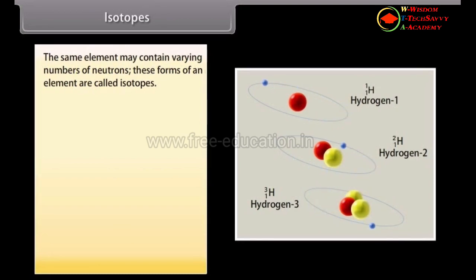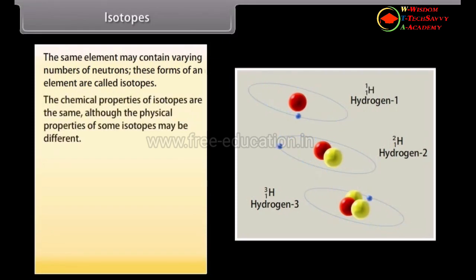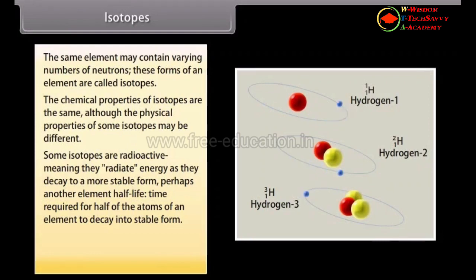Isotopes. The same element may contain varying numbers of neutrons. These forms of an element are called isotopes. The chemical properties of isotopes are the same, although the physical properties of some isotopes may be different. Some isotopes are radioactive, meaning they radiate energy as they decay to a more stable form, perhaps another element. Half-life: time required for half of the atoms of an element to decay into stable form.